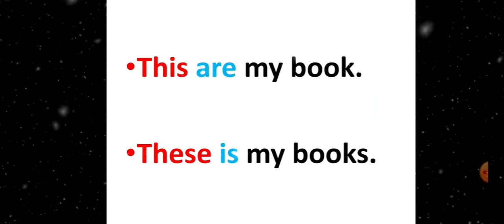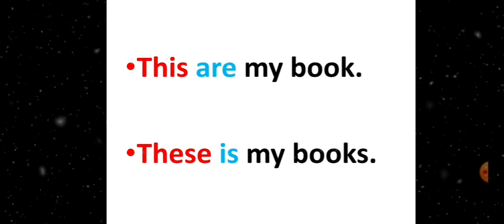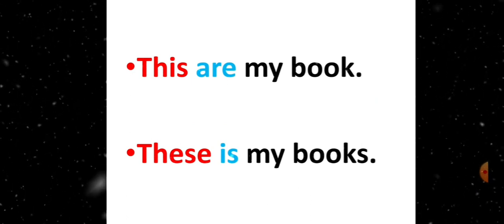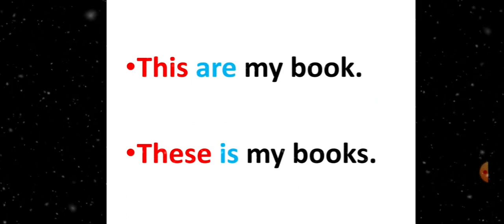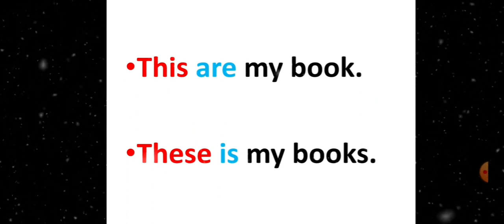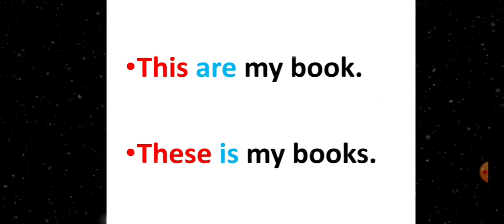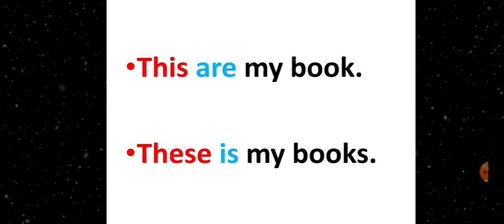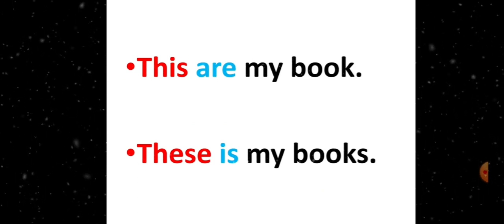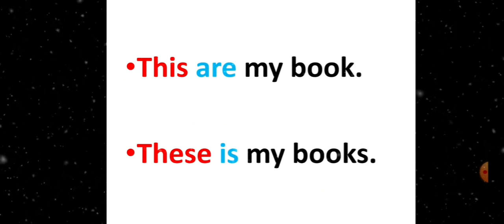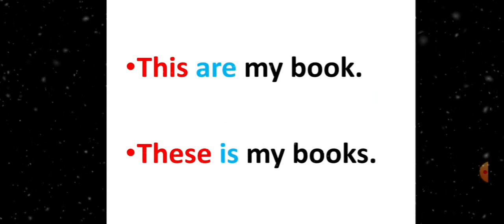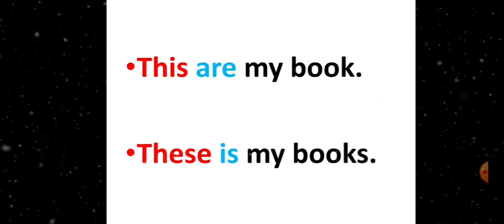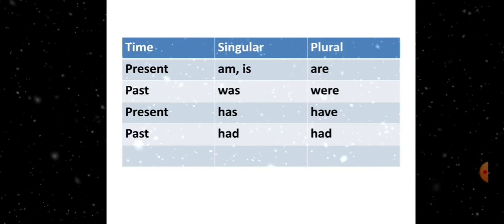Same is the case with the next sentence. "These is my books." Do we say "these is my books"? Is "these" singular or plural? It is plural. And now check whether the verb is singular or plural. "Is" is singular. So the subject is plural and is followed by a singular verb, which means there is a mismatch. "These is my books"? No, "these are my books." Clear? Done. Now look at this table.